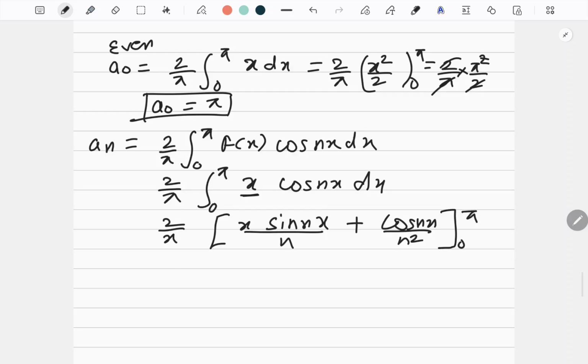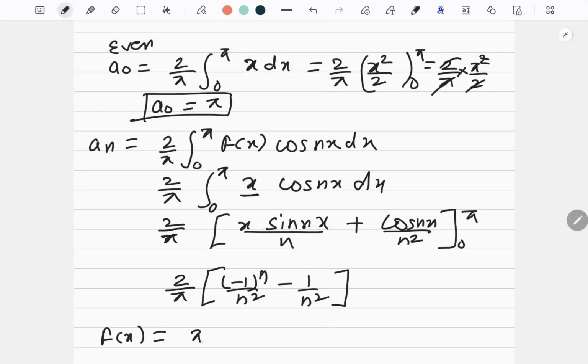Again, as I said, never bother about the sine term. So 2 by pi, when I put the limit, cos n pi is minus 1 to the power n upon n square, minus cos 0 is 1, so 1 by n square. So this is the value for your an. So what is the final answer? F of x is equal to a0 by 2 plus summation an cos nx. So this is the answer.